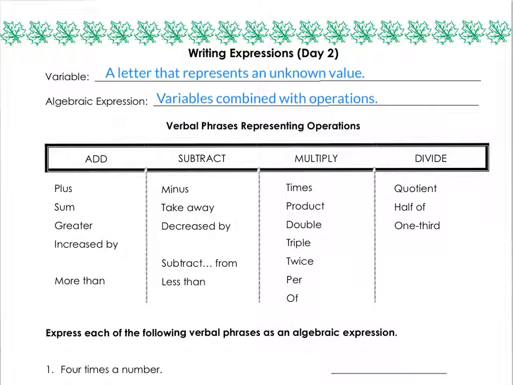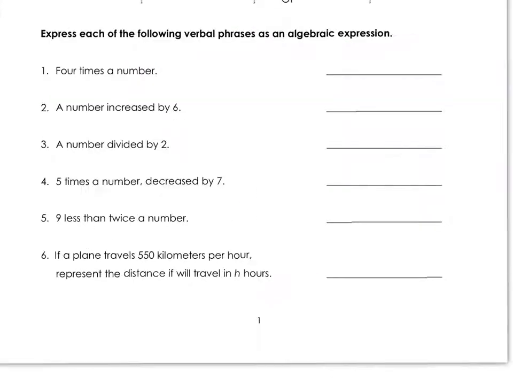Okay, let's go use some of these. So this whole table is going to become very handy when you look at the questions and we write algebraic expressions. So down here we're going to express each of the following verbal phrases as an algebraic expression. So our first one, we have 4 times. Well, times, that means multiply. So 4 multiply a number. Well, I don't know what the number is, so we use an unknown for that. So that would be represented by 4x, 4 times x.